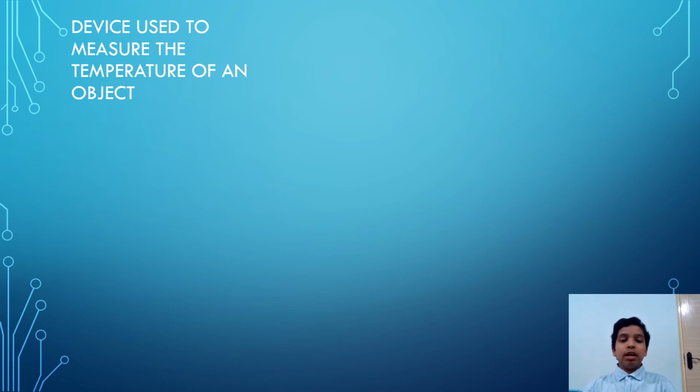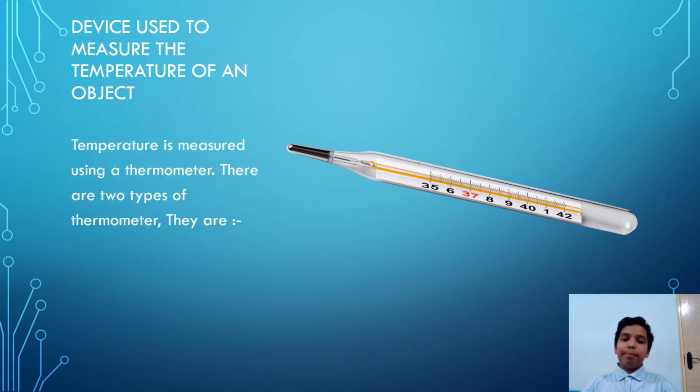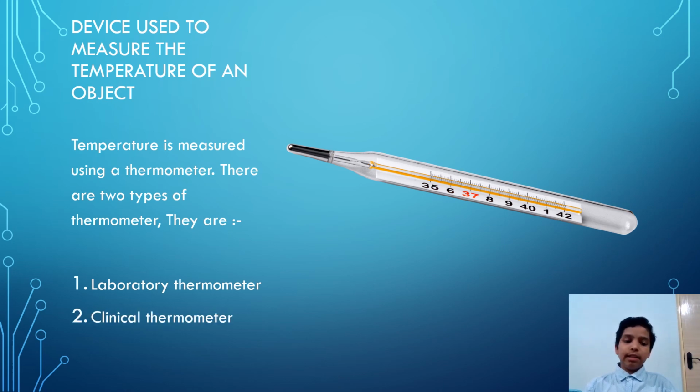The device used to measure the temperature of an object is the thermometer. Temperature is measured by a thermometer. There are two types of thermometer. They are the laboratory thermometer and the clinical thermometer. Now we are learning about the laboratory thermometer.